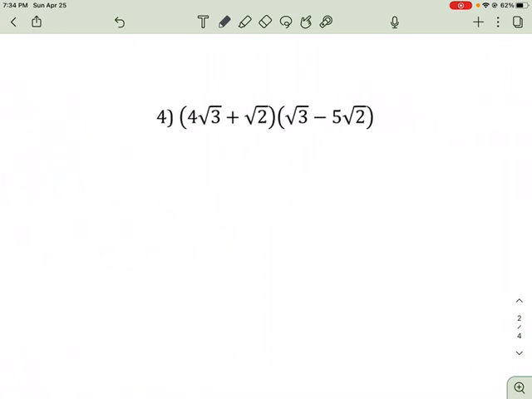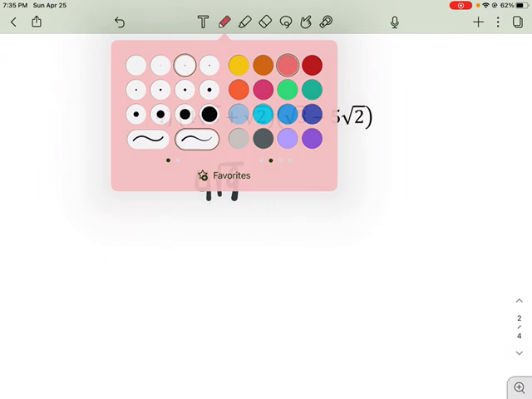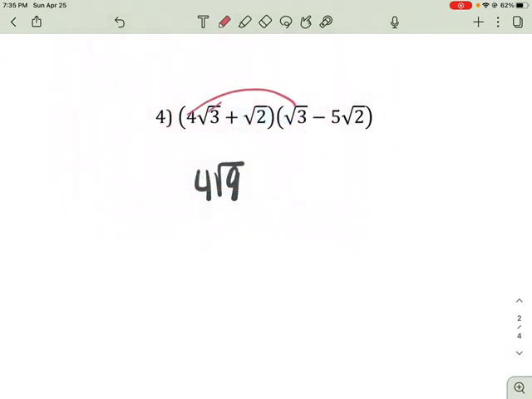Let's try another one of those. Again, it looks a little overwhelming, but remember, you're just going to do your FOIL. Remember, integers with integers and radicals with radicals. Okay? So 4 square roots of 9, because we're going to do the square root of 3 times the square root of 3. Okay, again, we're doing this.